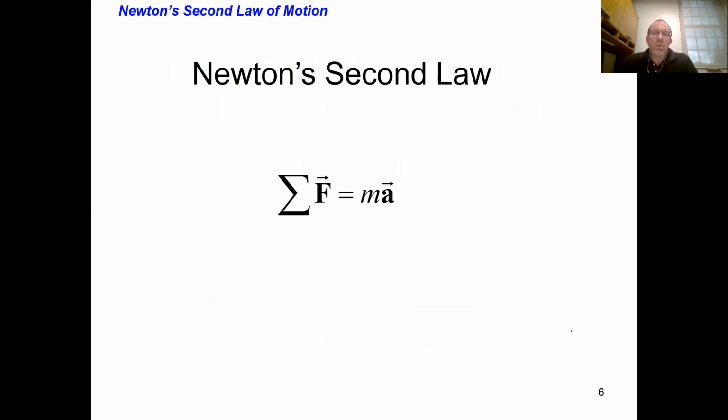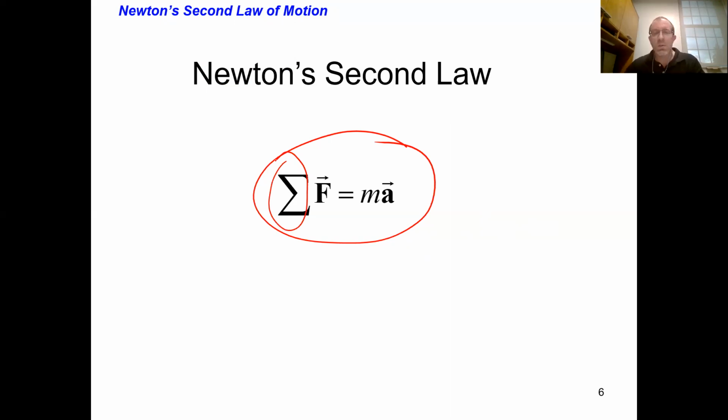A bunch of words. Newton's second law is really just an equation, and it says that my net force is equal to mass times acceleration. So this Greek letter there, that's a Greek letter sigma. That's just notation to say that I'm adding all my forces together. So this says the sum of the forces is equal to mass times acceleration.